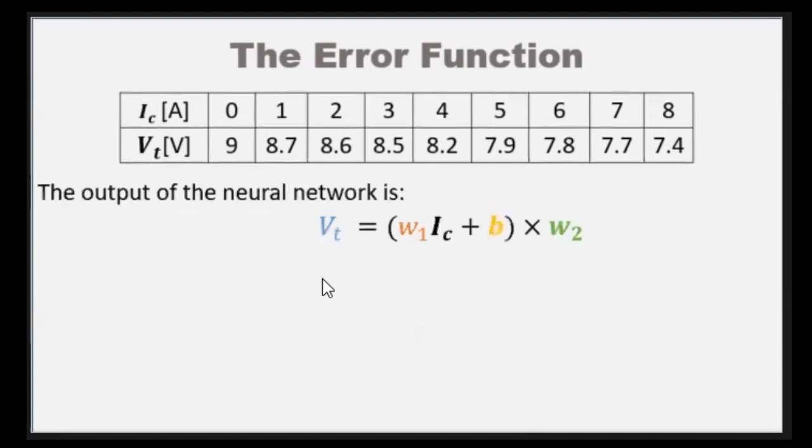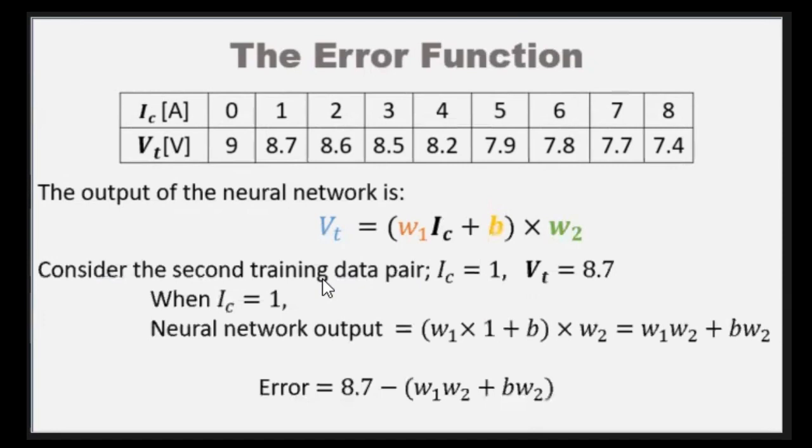You are applying 1 ampere. Now the VT, 1 into, VT should be 8.7, that I know. But what I will get is, based on the W1 value, W1 into 1 plus B into W2, this is the value that I will get based on the W1. You can add any value to this and see, right? W1, W2, BW. Then the error is 8.7 minus W1, W2 plus BW.